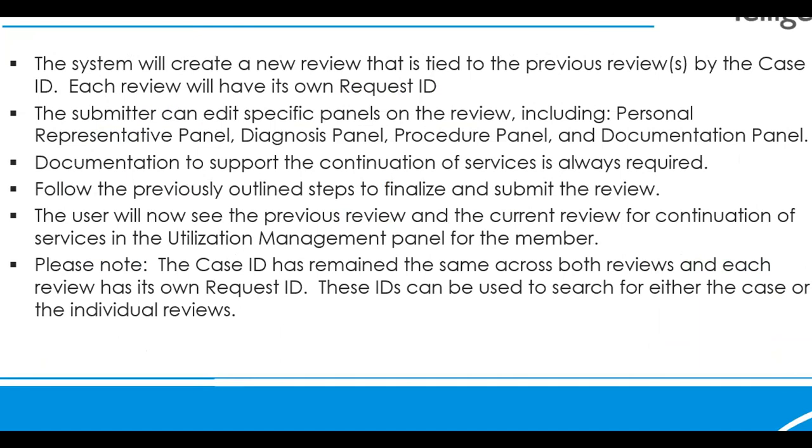Once you click submit, the system copies everything over and creates a new request. It will be tied to the previous one by the case ID, but it will have its own request ID. And I'll show you what that looks like in the next slide. There is information that you can edit in the new review, such as if you need to add a different diagnosis. You'll want to attach any additional documentation to support that extension of services or continuation of services. Once you have all that information, you'll go ahead and scroll down and click submit and do your user attestation. And then you'll see the previous review and the current review for that continuation of services in the utilization management panel.